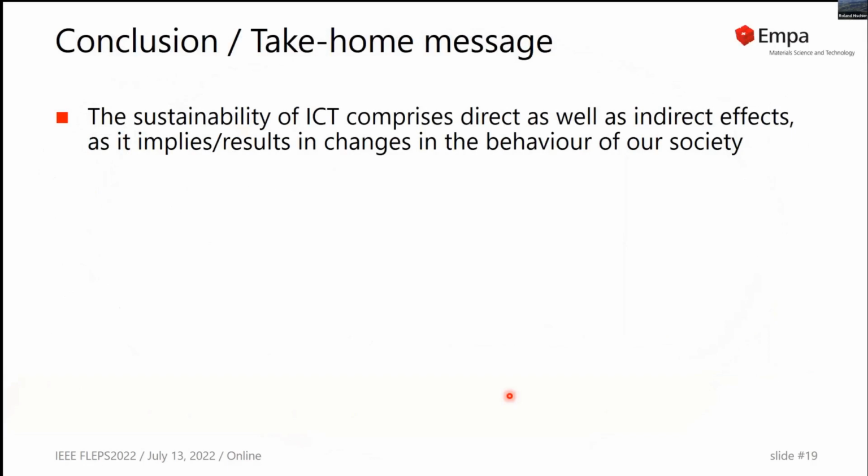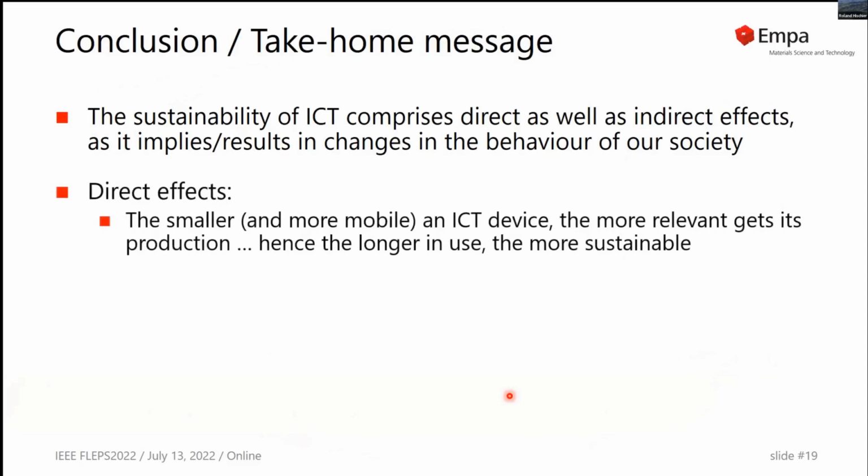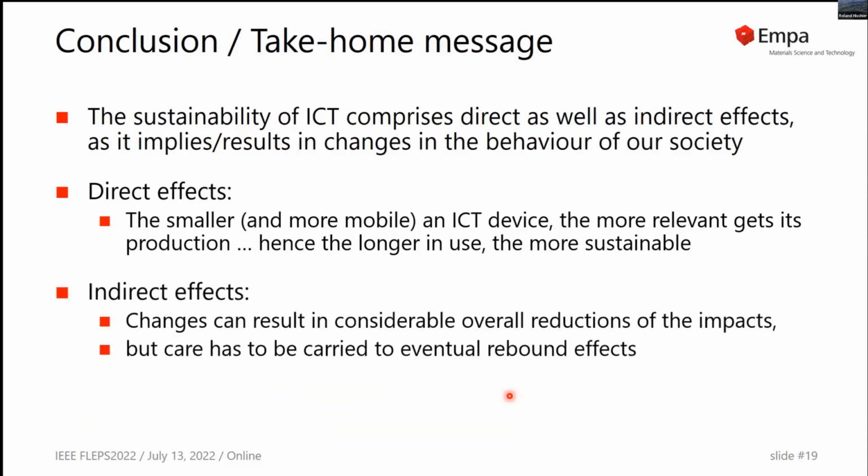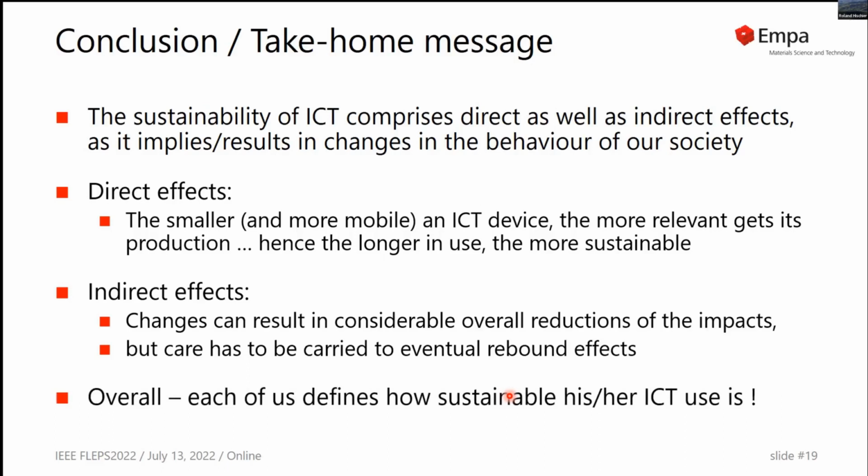So overall, the sustainability of ICT comprises a direct as well as an indirect element, and it results in changes in the behavior in our society. The direct effect clearly shows that the smaller and the more mobile an ICT device, the more relevant its production gets. Hence, the longer in use, the more sustainable. And on the indirect side, changes can result in considerable reduction of impact, but we have to take care of eventual rebound effects. What are we doing with the time that we are liberating with the use of ICT? So overall, each of us is defining for himself or herself how sustainable his or her ICT use is.